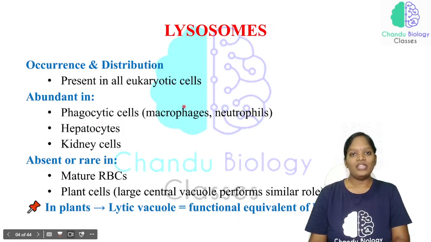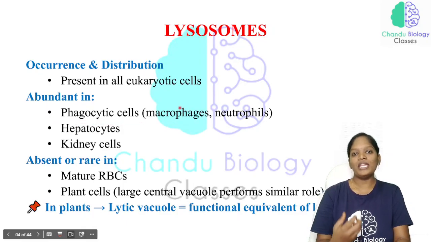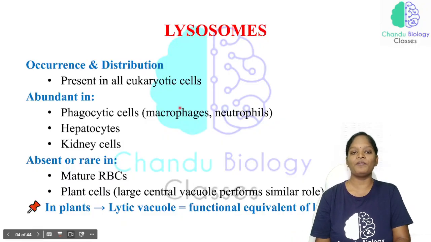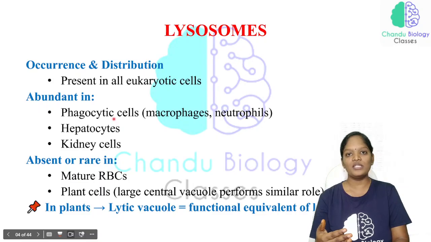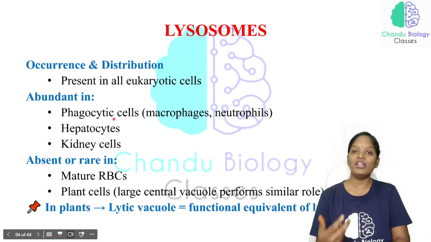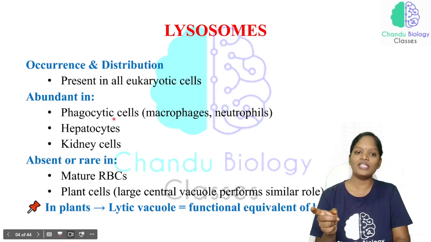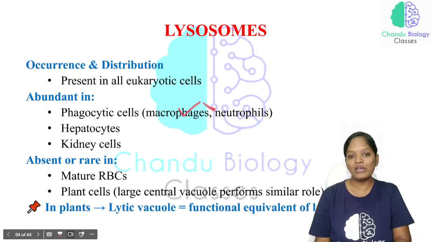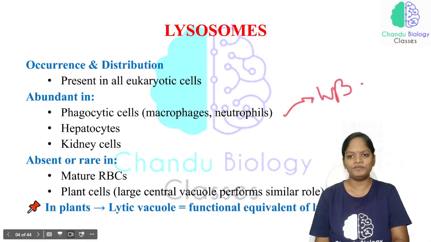Phagocytic cells, we know, are the cells that engulf pathogens or microorganisms, which results in their digestion. That process is called phagocytosis, and the cells involved in the phagocytosis process are called phagocytic cells. The phagocytic cells in which lysosomes are abundant are the macrophages and the neutrophils, which are again a type of WBC, right?